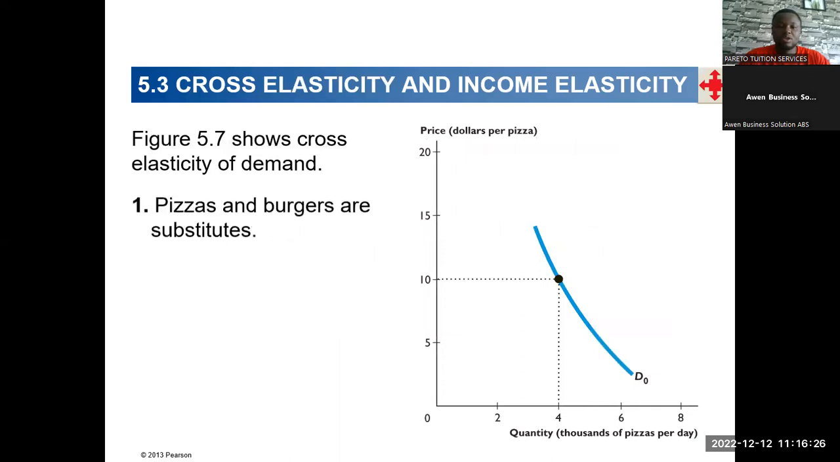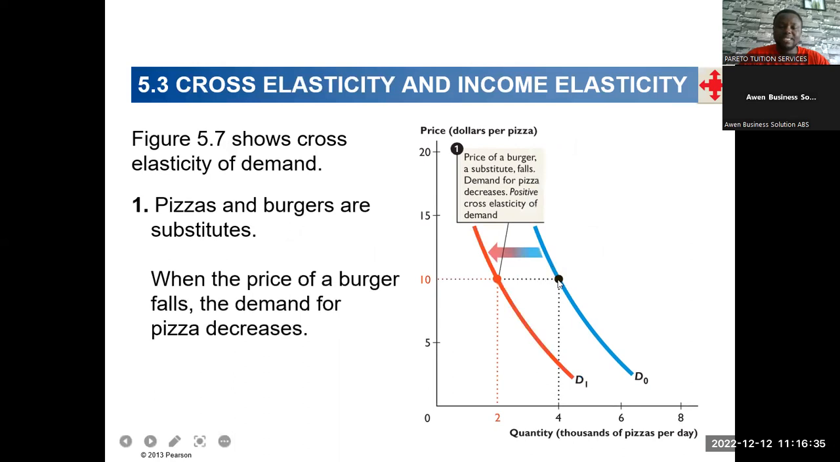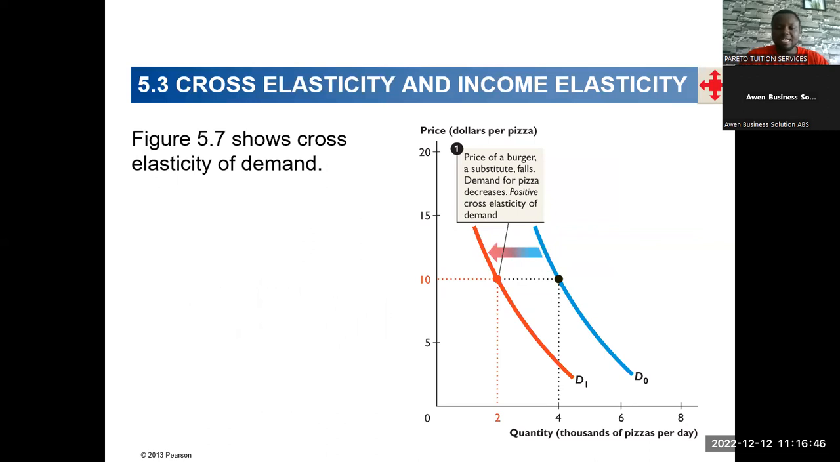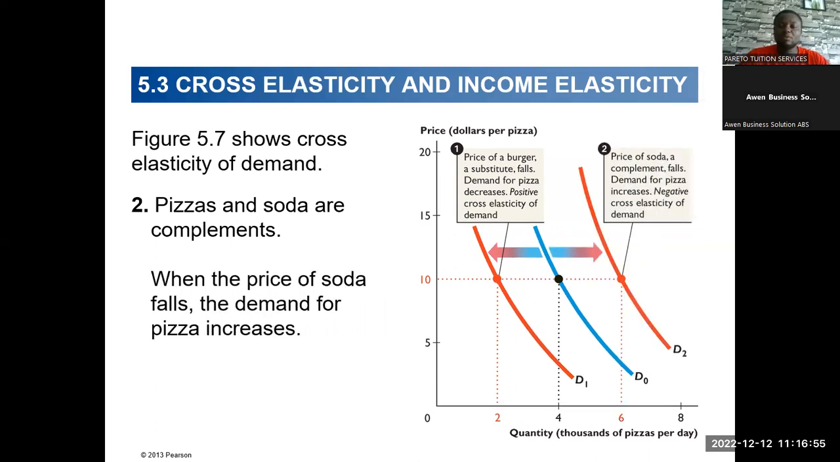Okay. All right. Diagrammatically, for pizza and burger, because they are substitutes, this is the initial demand for pizza. So with a fall in the price of burger, we'll have a decrease in demand for pizza. What about pizza and soda? They are complements. So if there's a fall in the price of soda, then people will buy more pizza. So you see that it will cause an increase in demand for pizza. So the demand curve shifts to the right. Here we have a negative cross elasticity between the complements.